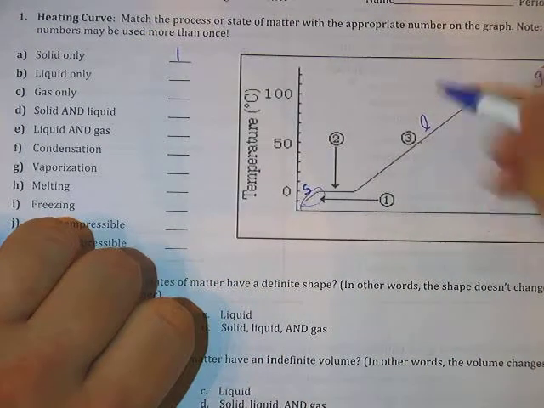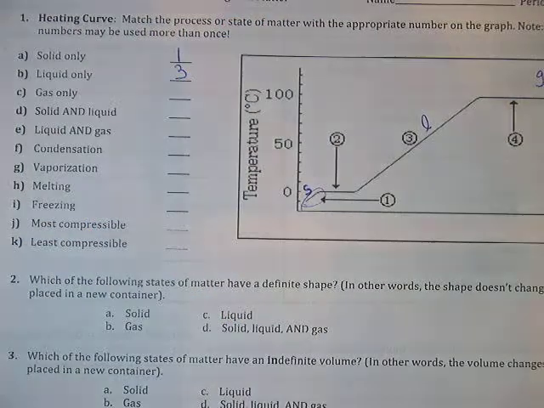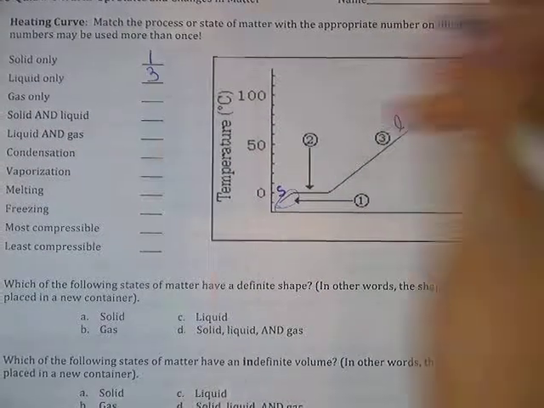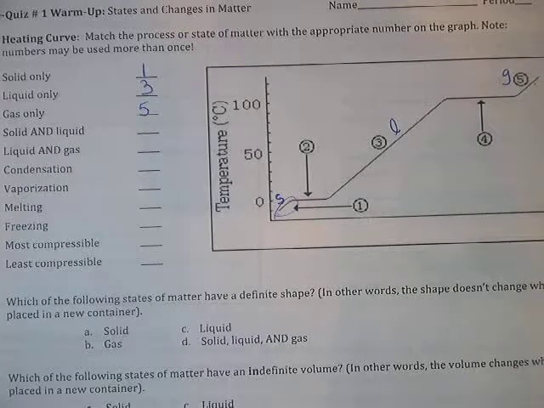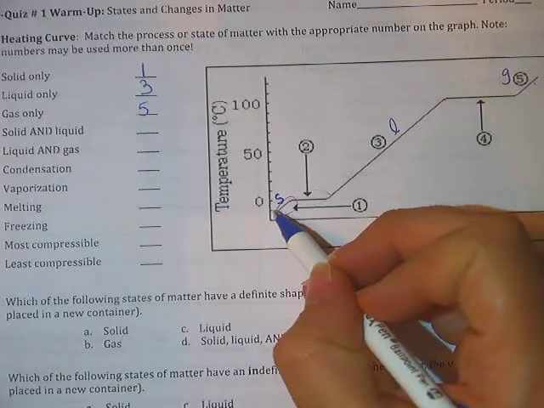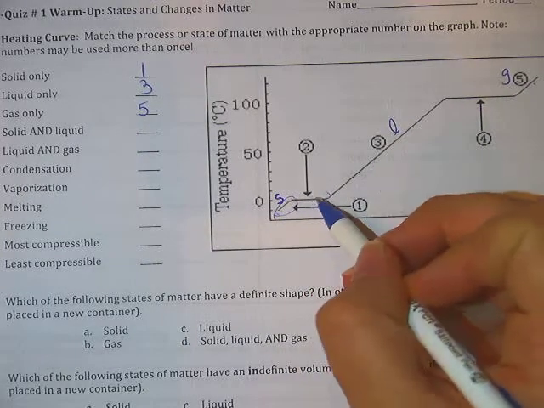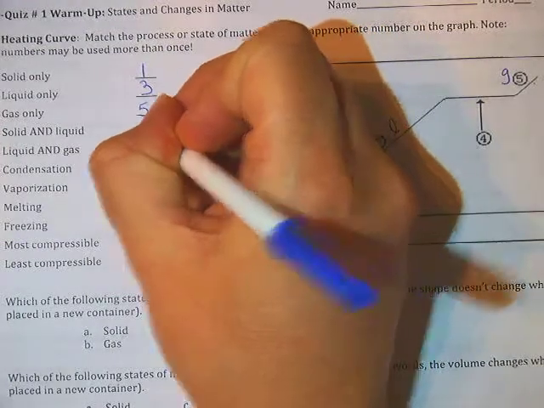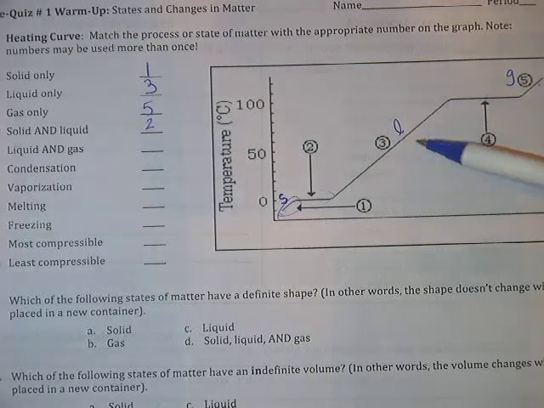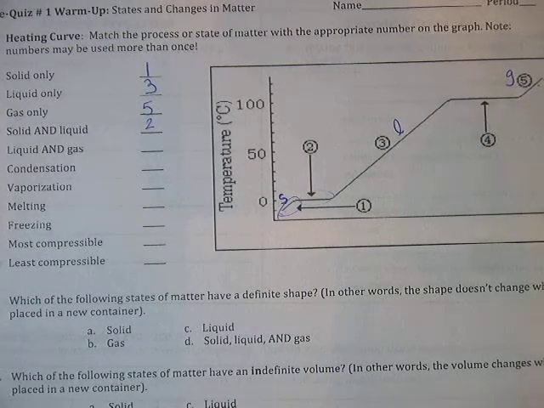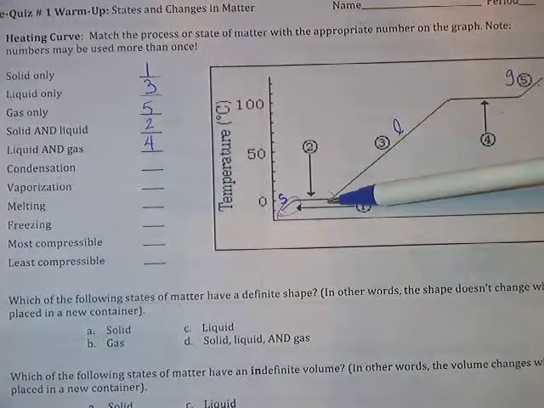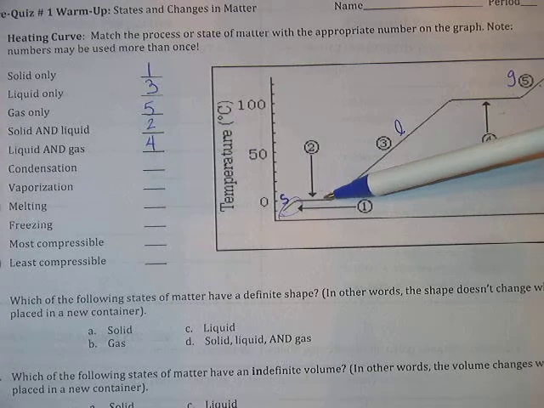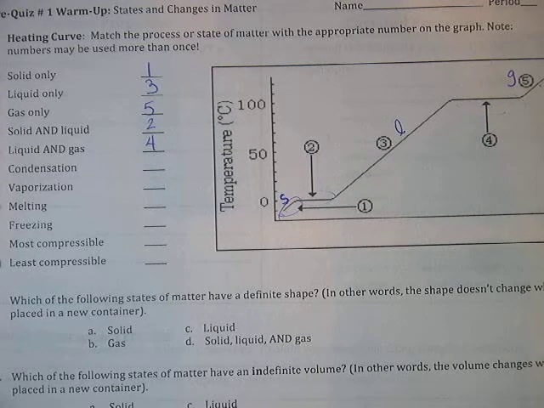Liquid only is this section number 3. Gas only, section 5. Solid and liquid would be at the section that is between the solid only and liquid only, so that's going to be section 2. Liquid and gas would be between where there's just liquid and just gas, that's going to be section 4. And we know that these sections where you have 2 states of matter are also the sections where you have a phase change.